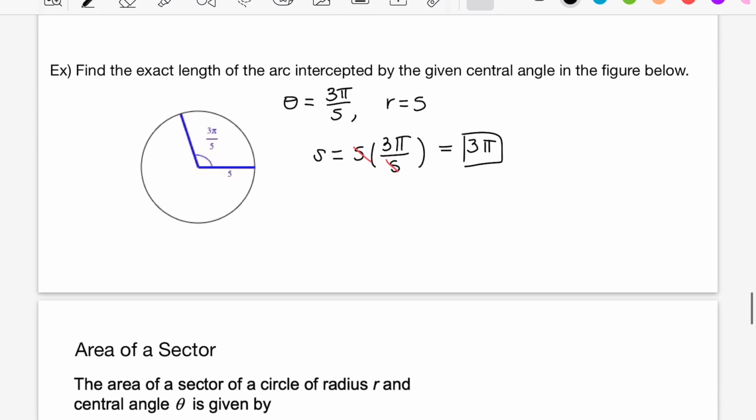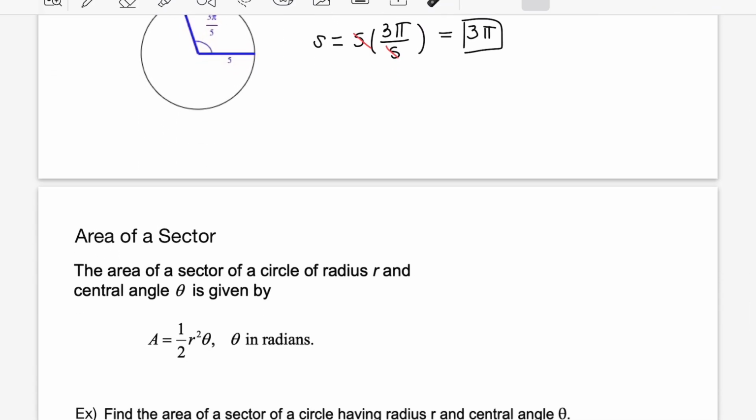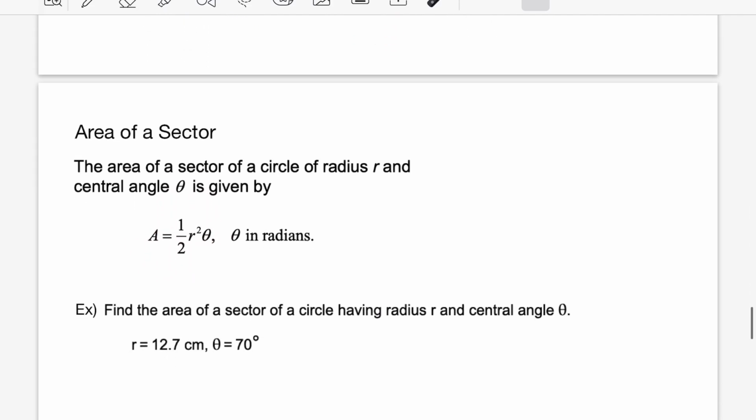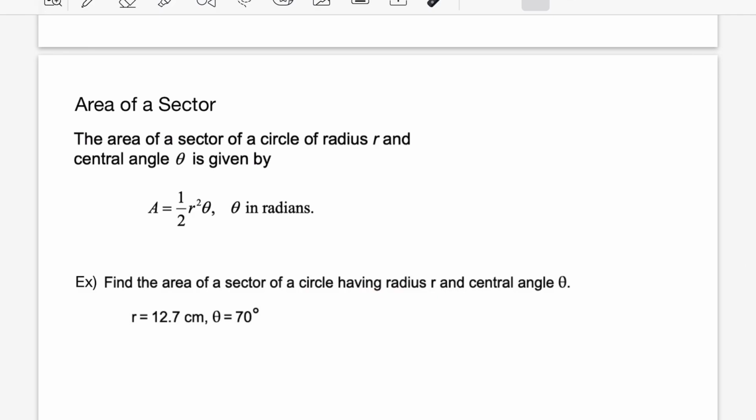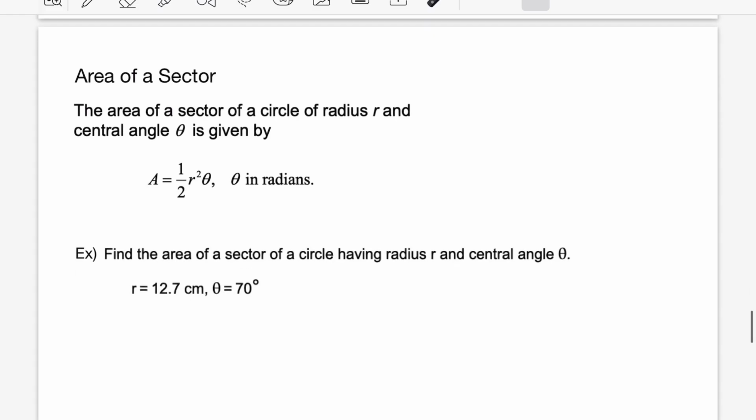This brings us to the area of a sector. So the area of a sector of a circle of radius r and central angle, again, theta, is going to be given by this formula here. So, for example, if we wanted to find the area of a sector of a circle having radius r and central angle below here, so our radius is 12.7 centimeters, and our central angle, theta, is equal to 70 degrees here. We'll use our formula above, so A is going to be equal to 1/2 times our radius squared, so 12.7 squared, times our theta. So in this case, that's 70 degrees.